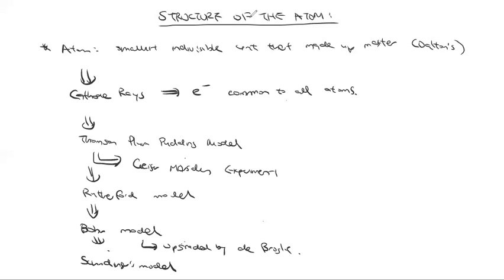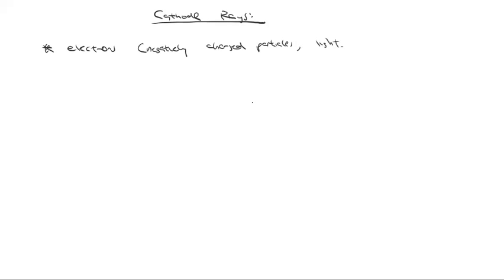And so let's start with cathode rays. So cathode rays, what are they? Well, nowadays we understand them to be just electrons. All right? So they're negatively charged particles that are fairly light.